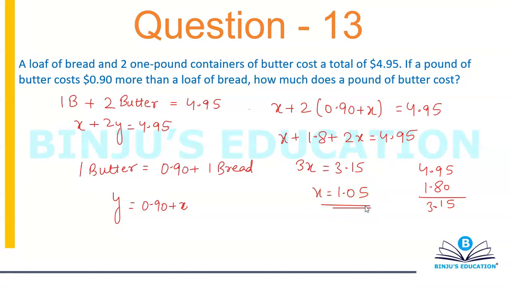So what's x? I think we took x to be bread. Okay, so we don't have to find bread, we need to find y. So y will be 0.90 plus 1.05, and that will simply be equal to $1.95, and that's your final answer. Simple question. You do get simple questions also. All right, so let's keep it till here for this video.